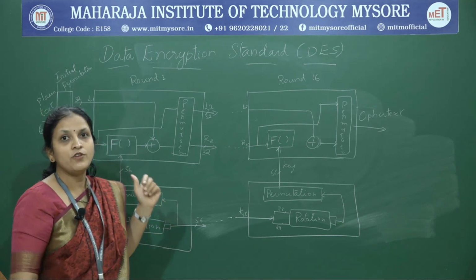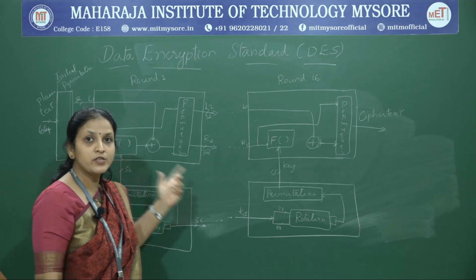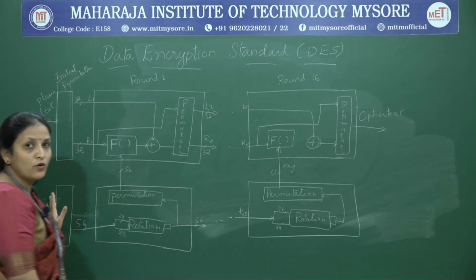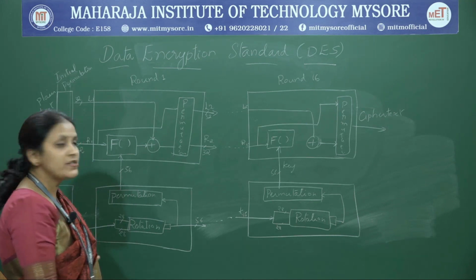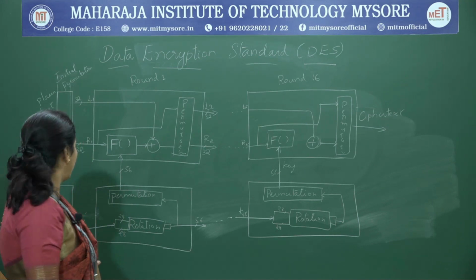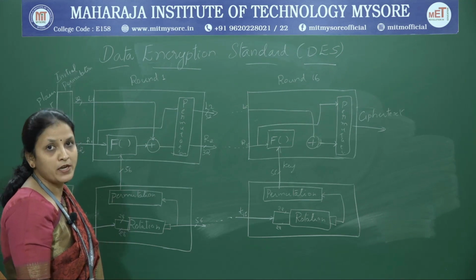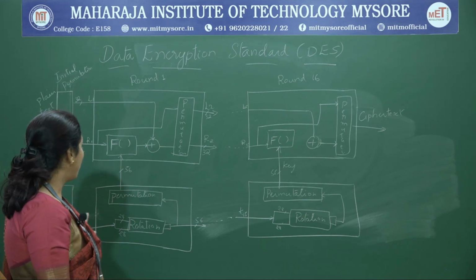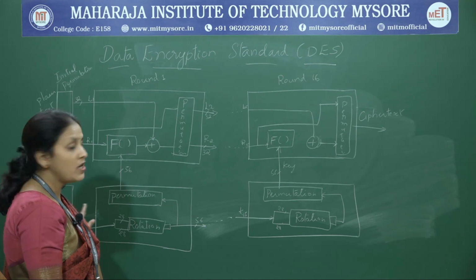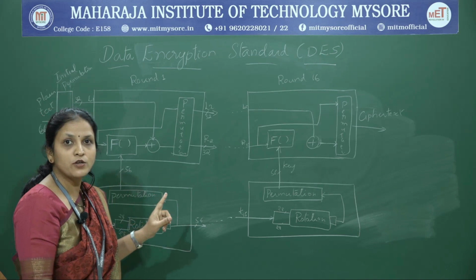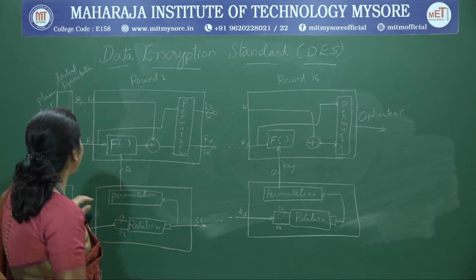The key we use to encrypt is also 64 bits in size. Out of the 64 bits, 56 bits are used, and the remaining 8 bits are used as parity bits. Only 56 bits of the secret key are going to be used for encryption.